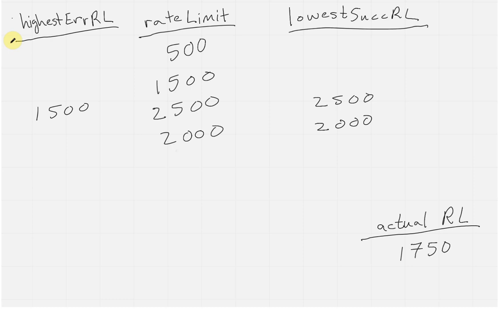So we do the midpoint between 2000, which is our current rate limit, and the highest error rate limit, which is 1500. That's 1750. And it works, right? Here, I'll do this too. Doesn't work, doesn't work. Worked. We're going to encounter an issue, and I'll explain.